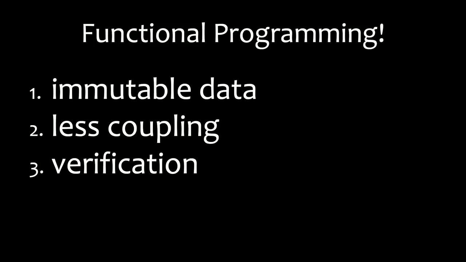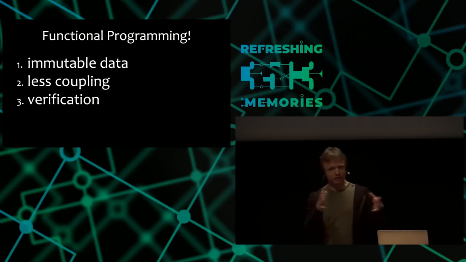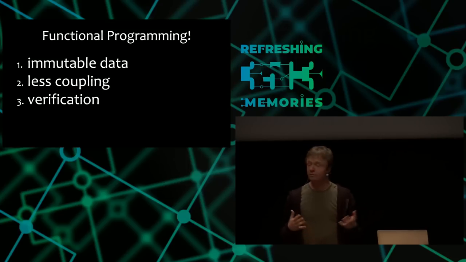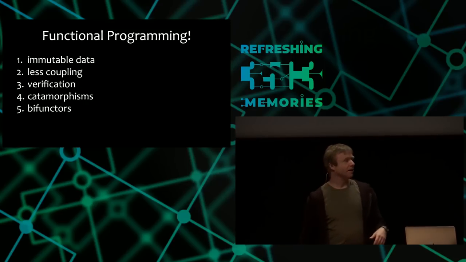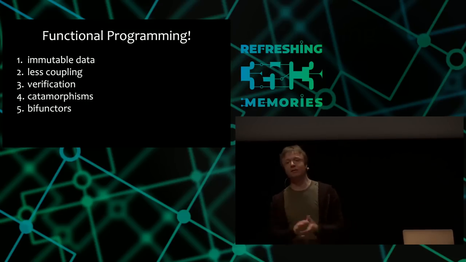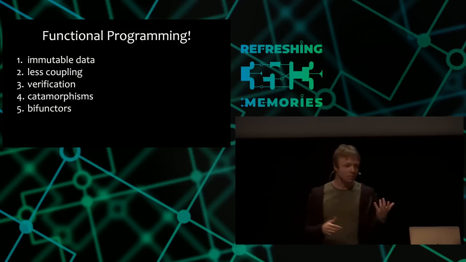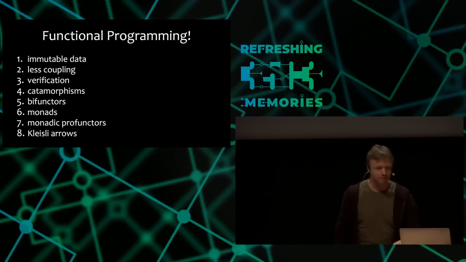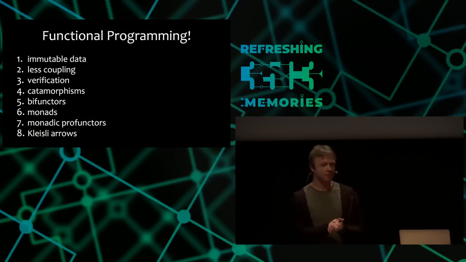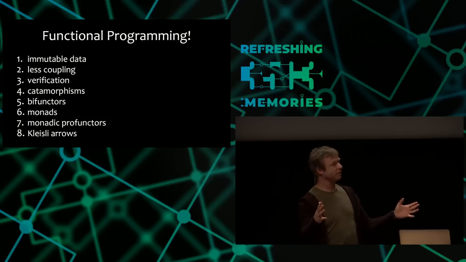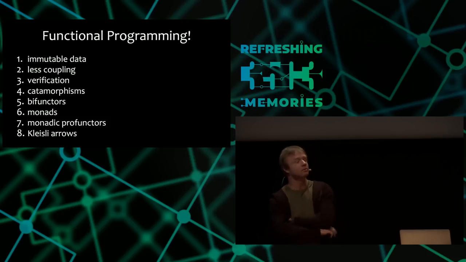So functional programming has all these advantages, right? You can have immutable data. Immutable data means you have less coupling. You don't have these complicated effects going on that you saw earlier, maybe. Functional programming is very close to mathematics, so you can apply formal verification. Isn't that scary? Yeah, and you can use all these great mathematical things in there. You can have catamorphisms, you can have bifunctors, that's my new favorite thing. Monads, monadic profunctors is also something that we've been using lately, that's great. Kleisli arrows, there's all these wonderful things in functional programming, and they solve all of these problems. Right? Yes, I could... Why are you laughing?